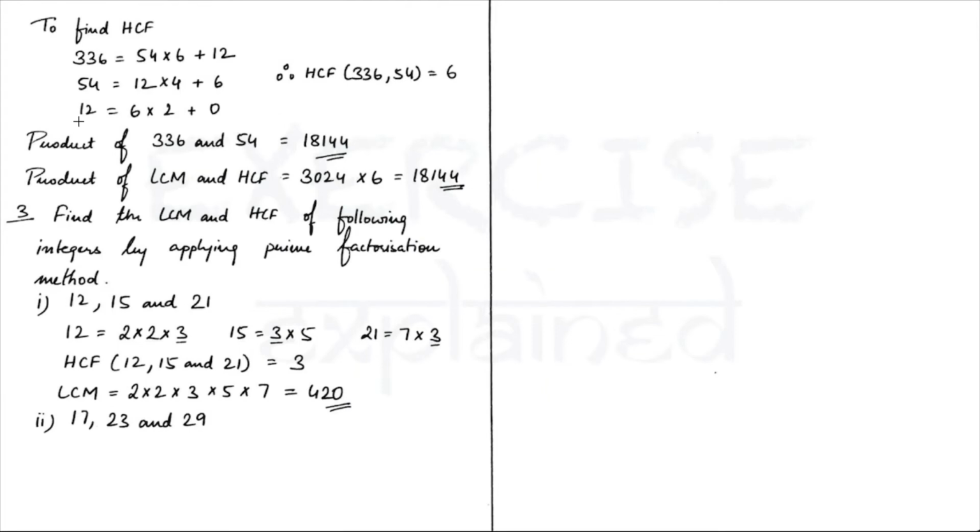Now what we need to find? We need to find the product of the two numbers. That means 336 into 54. So that gives me 18,144.